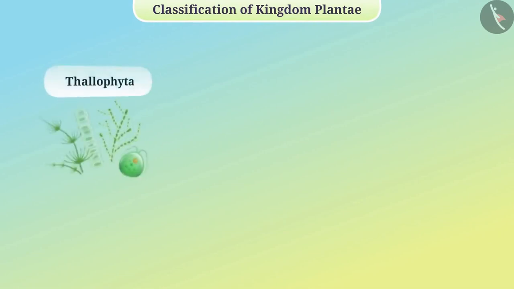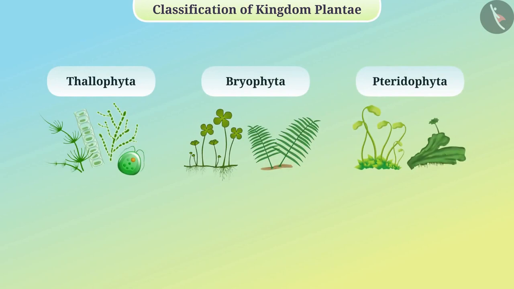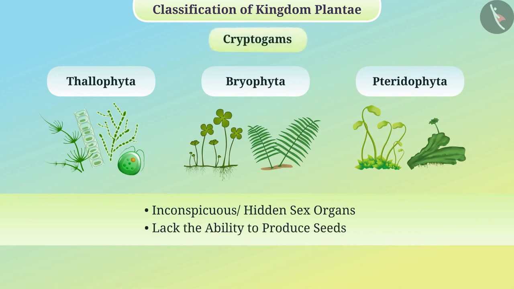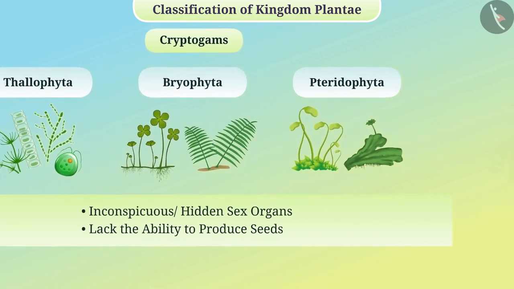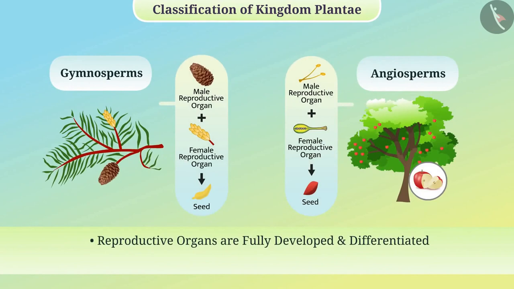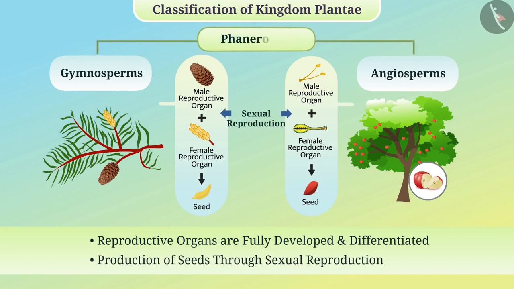Among them, Thallophyta, Bryophyta, and Pteridophyta, the plants in these three groups have very inconspicuous or hidden sex organs and they lack the ability to produce seeds. So, they are called cryptogams. But in gymnosperms and angiosperms, the reproductive organs are fully developed and differentiated. They produce seeds through sexual reproduction. Hence, these groups are called phanerogams.